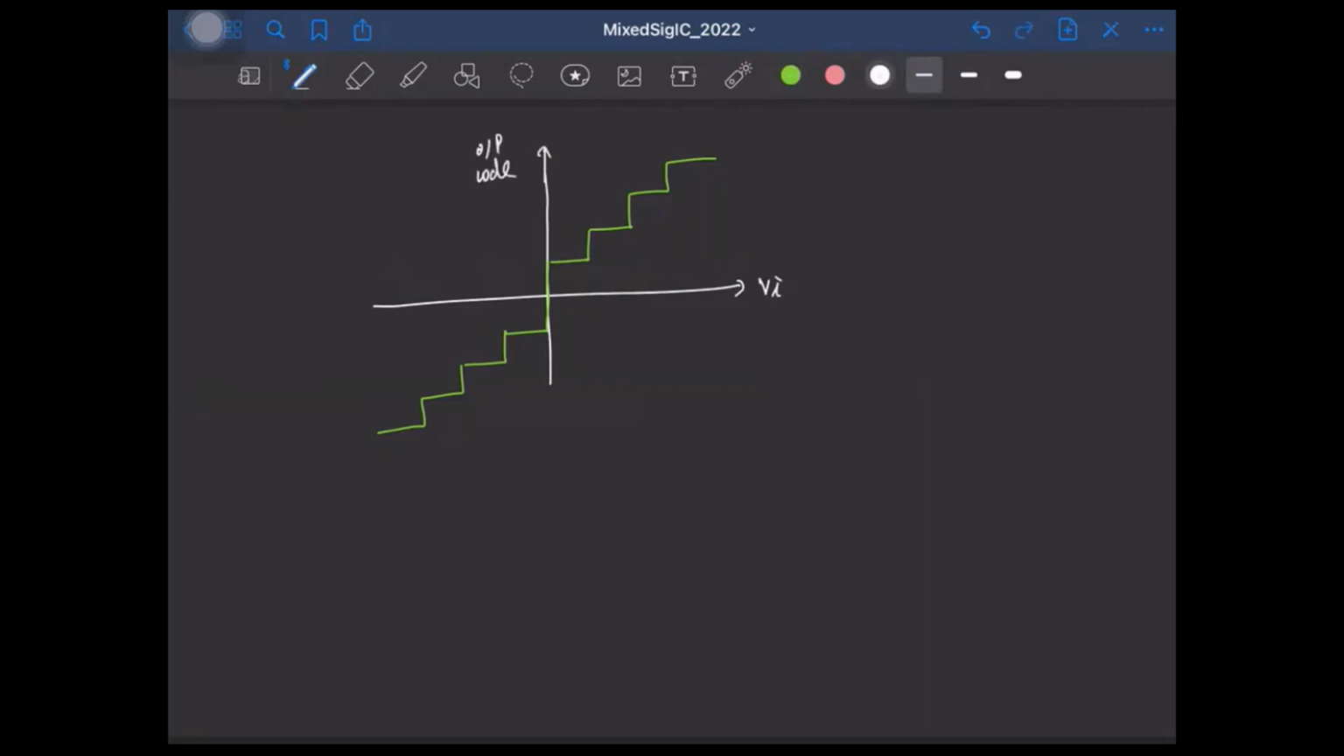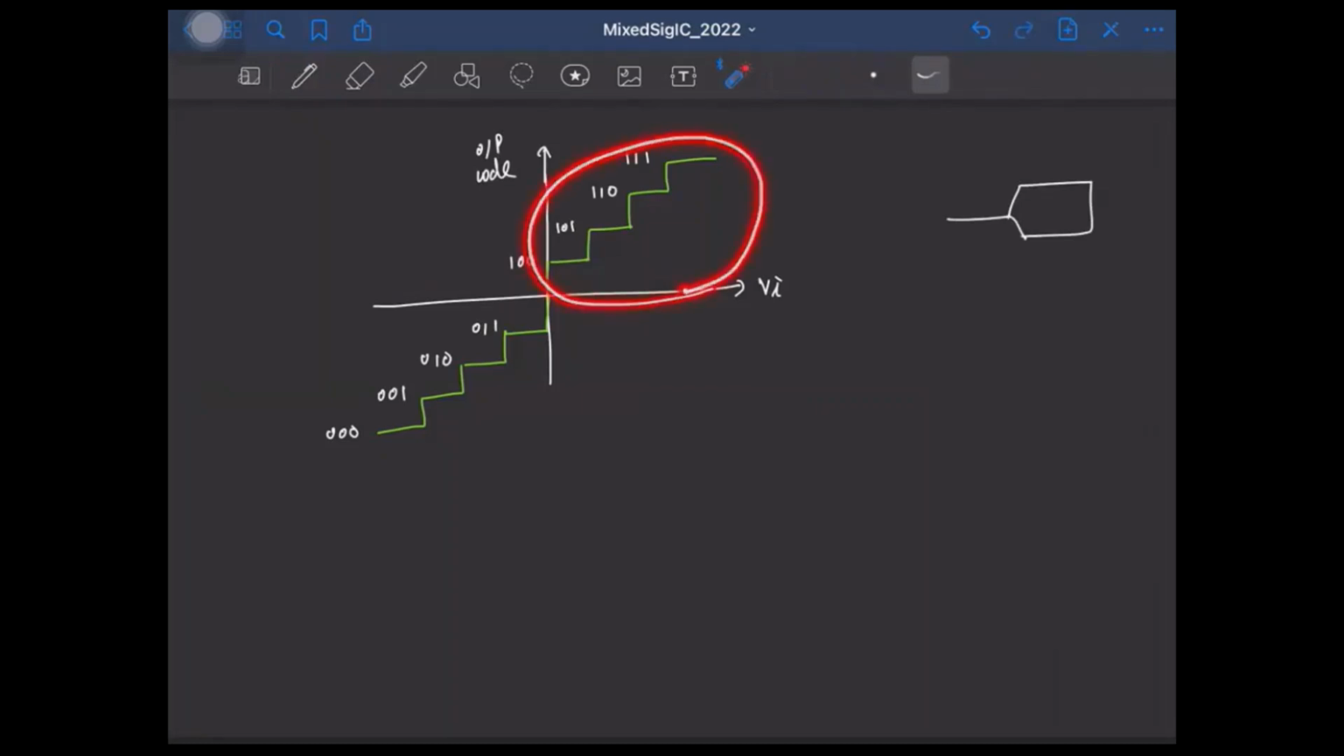Right. And how are these output codes? This will be 0 0 0, this will be 0 0 1, 0 1 0, 0 1 1, 1 0 0, 1 0 1, 1 1 0, 1 1 1. Right. So now let us say I have a 2-bit ADC that can realize this characteristic. Right. Only the positive side it can do the digitization.